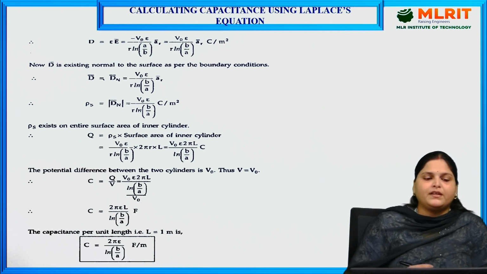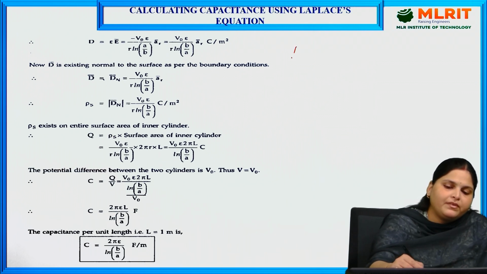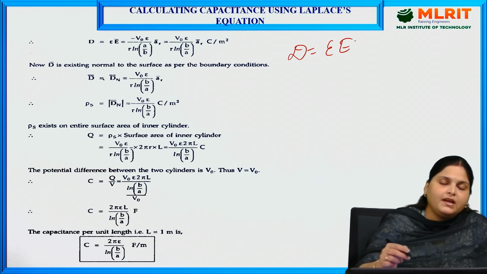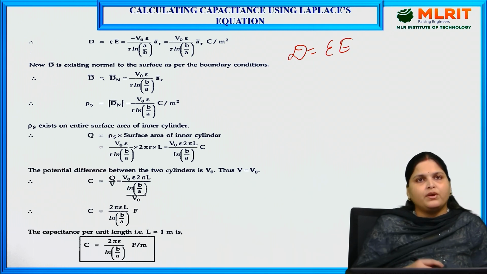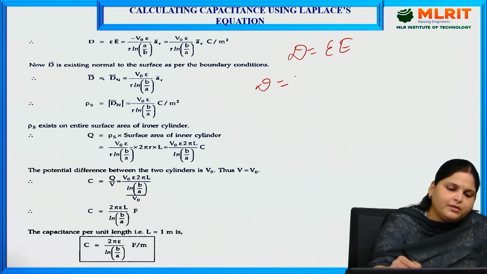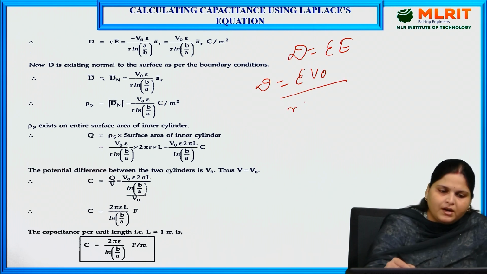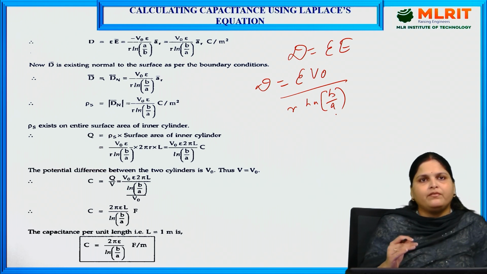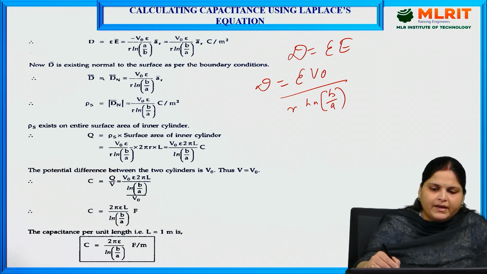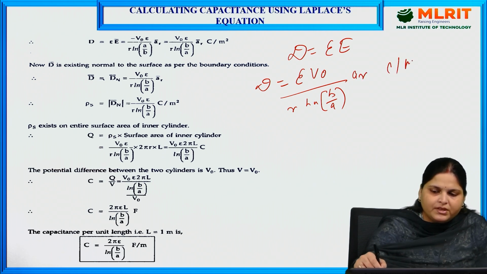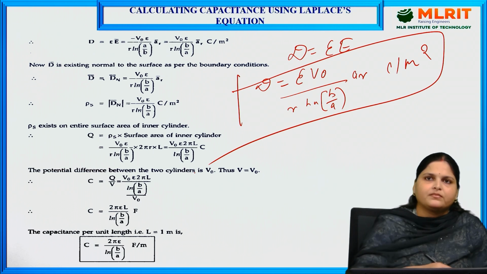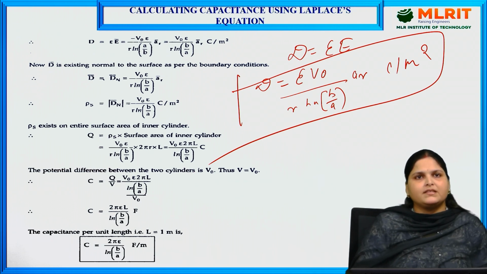Next, we will calculate flux density. The relation between flux density and field intensity is D = εE. So here we put the equation of E into this formula, and D becomes εV0 upon R ln(B/A). The negative sign has been removed because we have kept ln(B/A) in place of ln(A/B). The unit vector is aR and the unit is coulomb per meter square. This is the value of flux density.